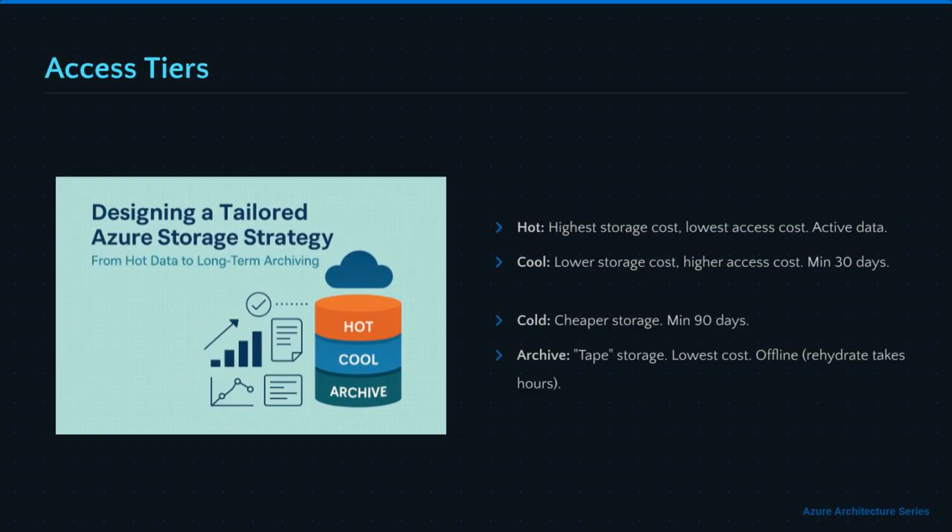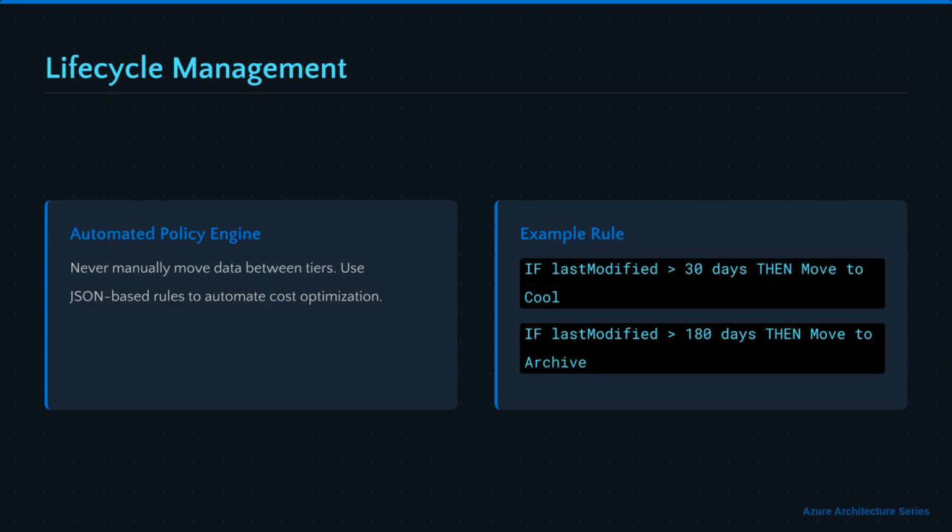You should use lifecycle management policies. These allow you to write JSON-based rules that say, if this file hasn't been modified in 30 days, move it to cool. If not accessed in 180 days, move it to archive. This automation is the key to cloud cost optimization.